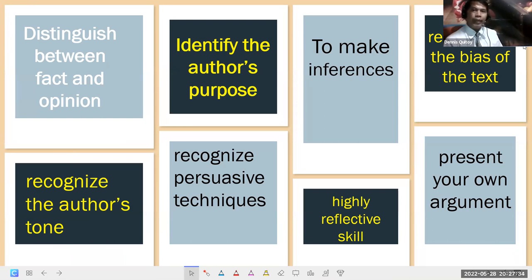How did the author present the story or the statement? So you need to understand what is the purpose of the author. Next, to make inferences. Inferences meaning you are going to give justification or explanation based on your own understanding. So that is inference. Sometimes they call this based on your conclusion. Number four, recognizing the bias of the text.